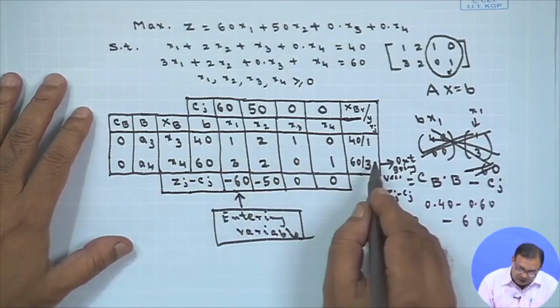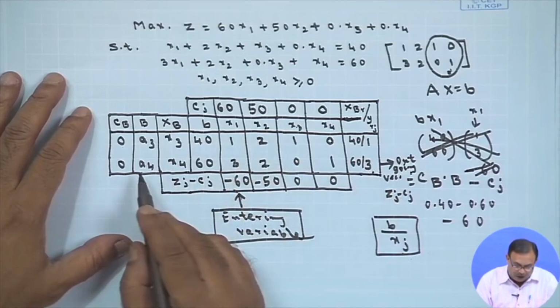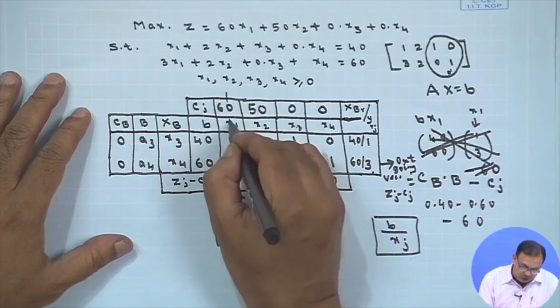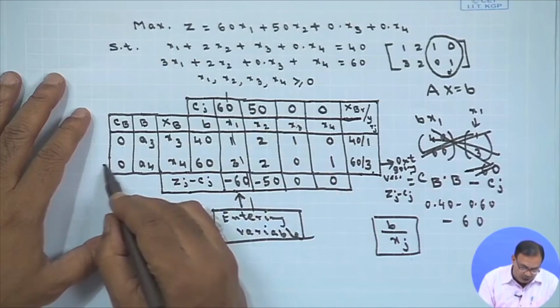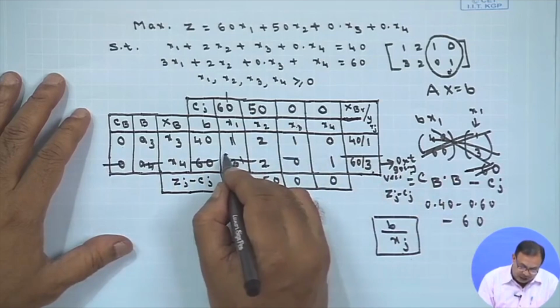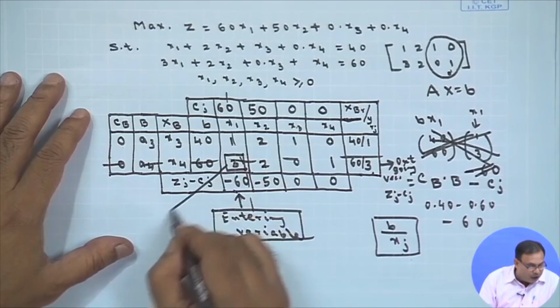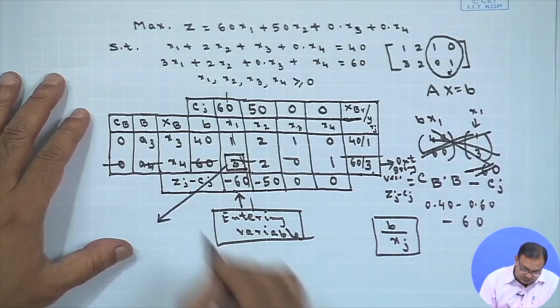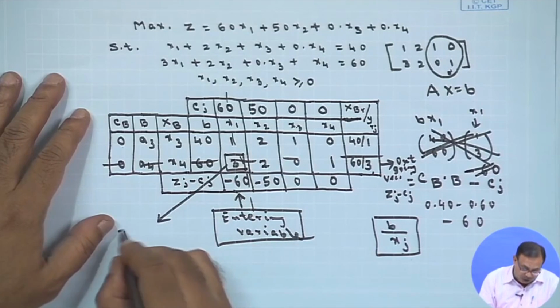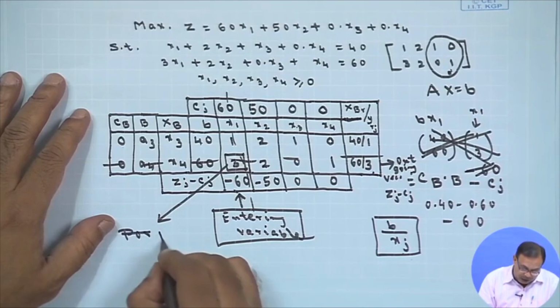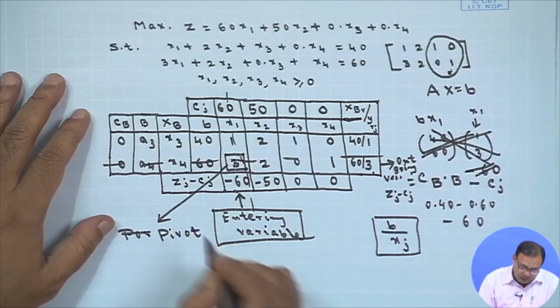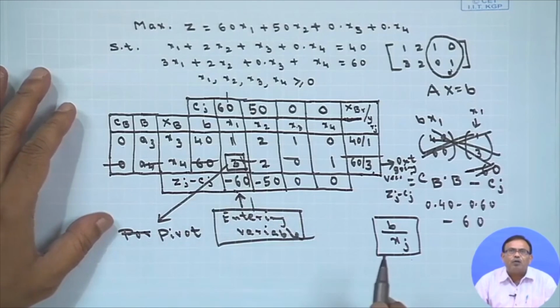So, if I draw a line, the column corresponding to this is this, and the outgoing is this. They meet at a point, 3 say. Here this we call the pivot element, and this value we will see what to do with.